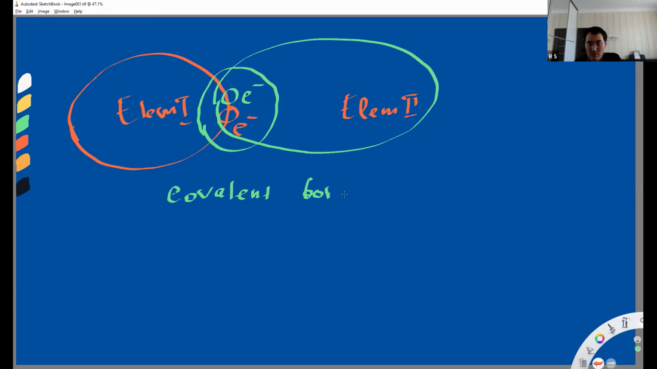And this is very strong. To make them split, we need to apply a lot of energy.